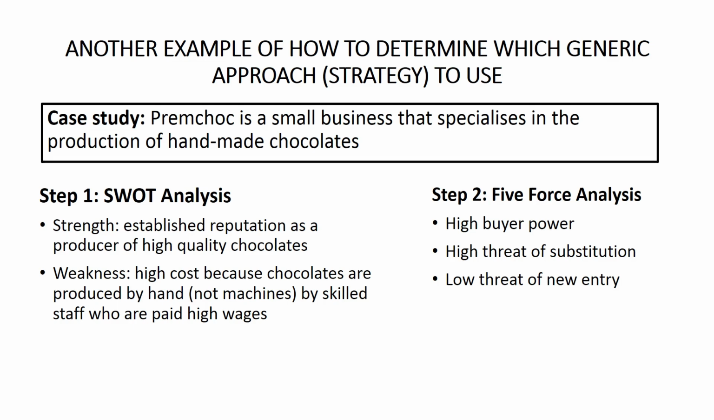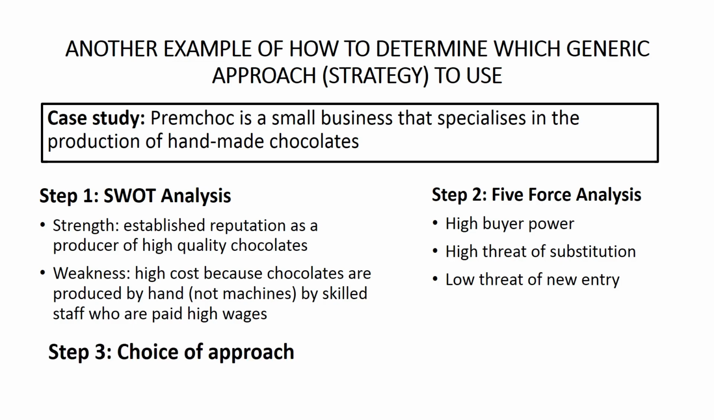However, let's also suppose that there is a low threat of new entry because, to produce handmade chocolates, it's necessary to employ skilled staff, and there's a serious shortage of skilled chocolate makers who are available for employment. This is a force that strengthens Premchoc's competitive power.